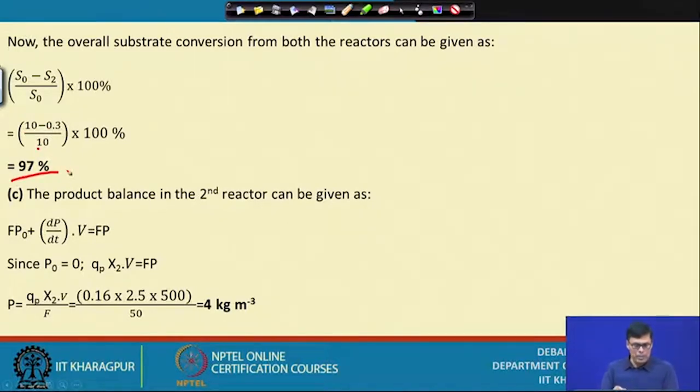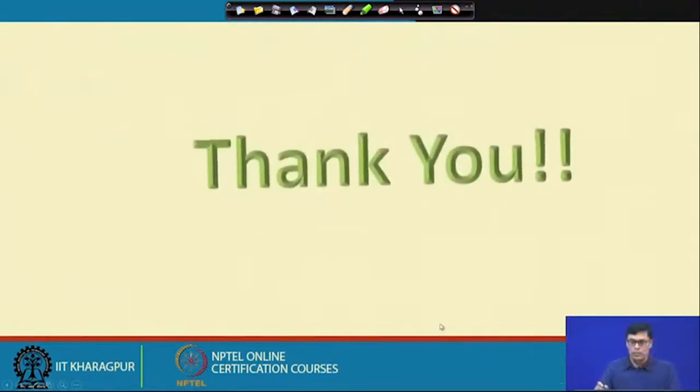Now, the next problem is, what is the final product concentration? The product balance in the second reactor is F into P 0 plus dP by dt, equal to F P plus q p into x 2 into V. Now, the P 0 we can assume to be 0, and then all these values are given: flow rate, q p, x 2 and V. So, we can easily find out the final product concentration. It is not very difficult.